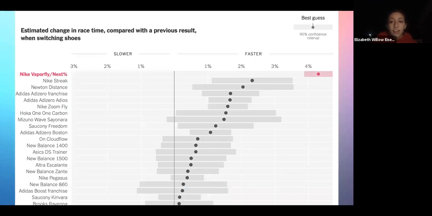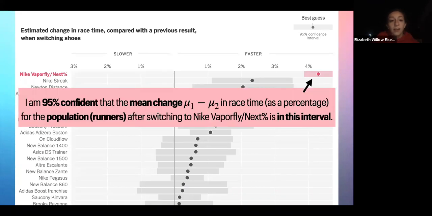So let's look specifically at the first one, the Nike Vaporfly shoe. So how can we interpret this? So our sentence, how we can put this all together, is saying, I am 95% confident, because we know this is a 95% confidence interval. That's what they're telling us. They constructed 95% confidence intervals. So we're 95% confident that the mean change in race time as a percentage, because that's how they're doing it in this specific case, for the population.